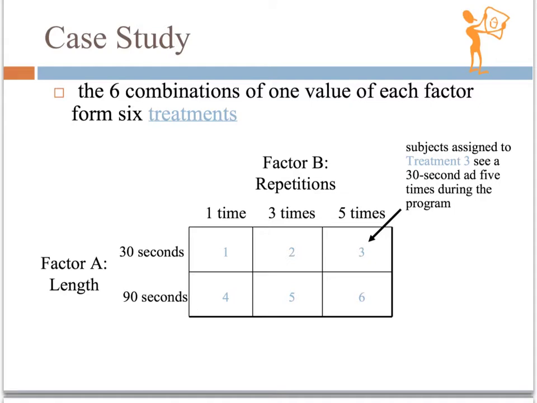That if they watched a 30-second commercial, it was either 1 time, 3 times, or 5 times. They watched a 90-second commercial, it was either 1 time, 3 times, or 5 times. And they just numbered the treatment groups based on that. So subjects in treatment 3 saw a 30-second ad 5 times. Subjects in treatment 5 saw a 90-second ad 3 times.